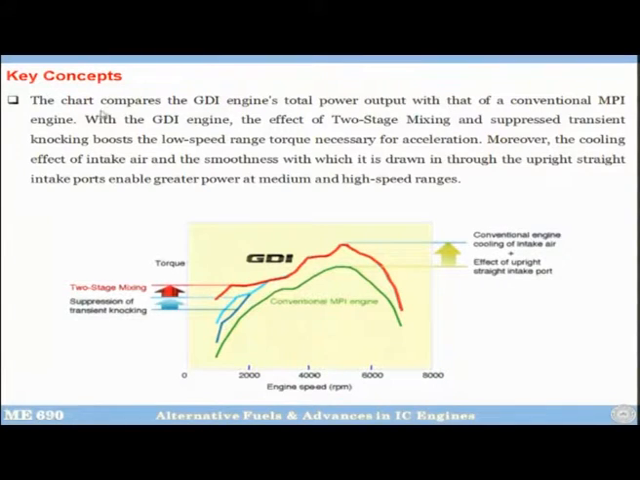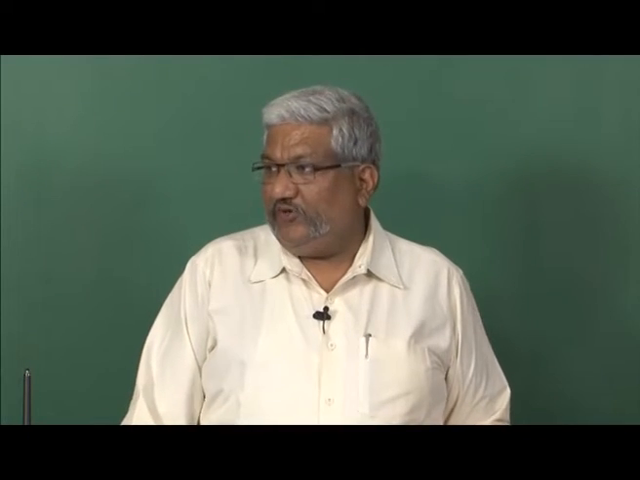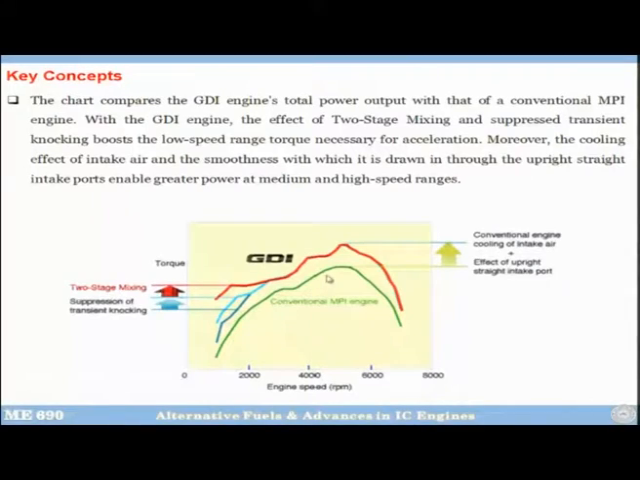Now you see this chart compares the GDI engine's total power output with a conventional MPFI engine. So now what we are doing is comparing the MPFI engine and the GDI engine. With the GDI engine, the effect of two-stage mixing and suppressed transient knocking boosts the low speed torque necessary for acceleration. So you see here, this axis gives the engine speed, and this axis gives the engine torque. And you would like to go up on this scale. Why? Because you would like to have more and more torque from a small swept volume. So this is the conventional MPFI engine.